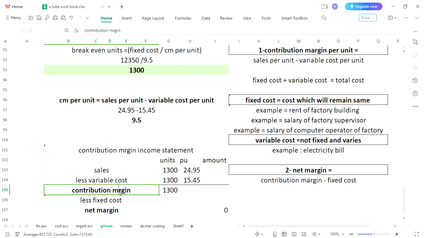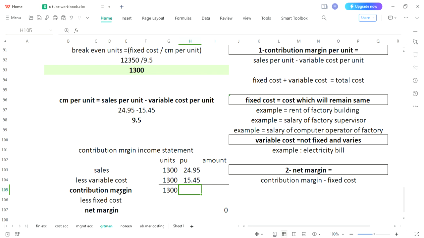Spelling of contribution margin. Okay, the same thing we are doing. 24.95 was your sales, look here, and you are now going to subtract your variable cost, which is 15.45. So we have got our contribution margin. Let's highlight them. In the same way, now we can calculate the amount. How do you calculate amount? It's a simple thing. When you multiply your units with per unit, you will get your total amount.